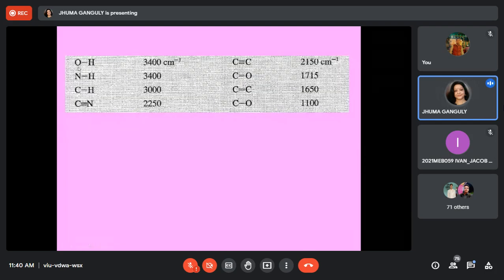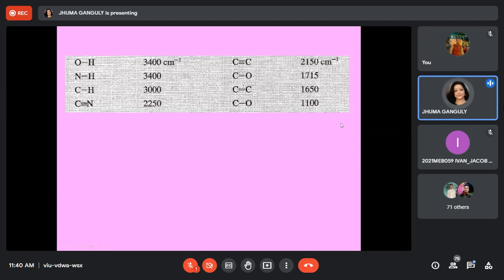So there is oxygen-hydrogen, nitrogen-hydrogen, carbon-hydrogen, and triple bond. You can understand the values: 3400, 3400, and here is 3000. And again here the triple bond, this carbon-carbon, different bond, different nature. This single bond carbon-oxygen is 1100. Double bond carbon-carbon, you have 1650. C double bond O, and these two, C triple bond N and C triple bond C, both the values change.